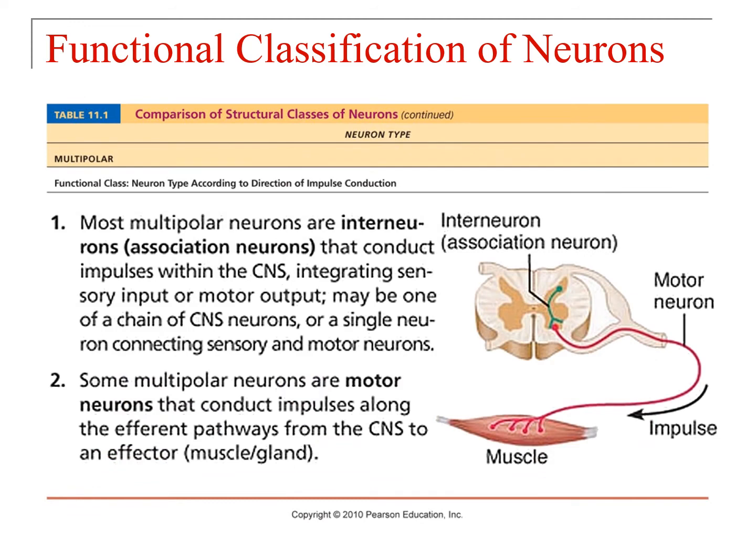Okay, so again, a closer look at the multipolar neurons, and this is where you can actually have a closer look at this diagram. Looking at the interneuron or association neuron, look at that green neuron. You see a dot on the end of it. That dot represents the cell body. The line represents the axon. And the little fork at the end of it represents the axon terminals.